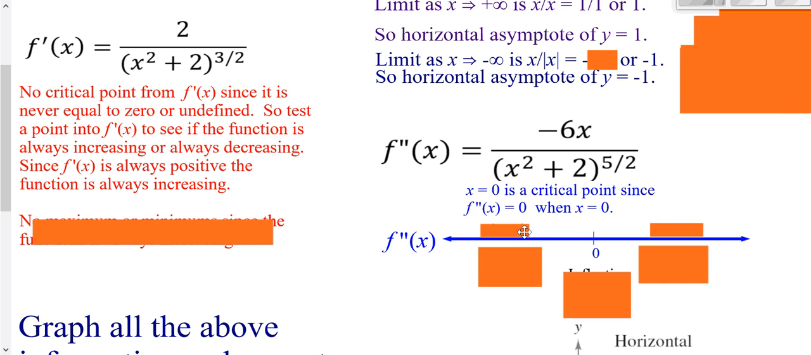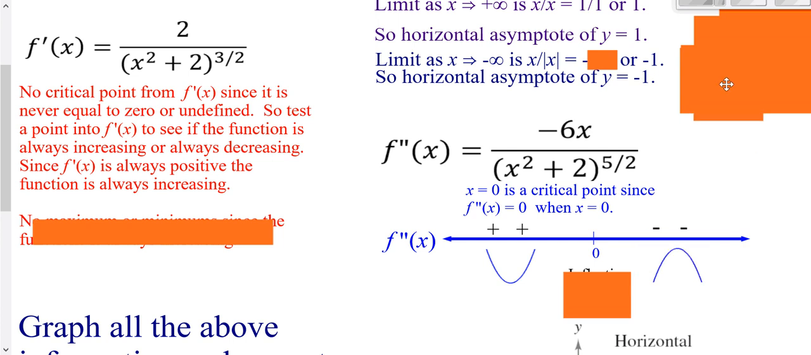Try a number to the left of 0, like -1, makes the top positive. The bottom's always positive. Positive over positive is a positive. Try a number to the right, like 1. 1 times -6 is negative. The bottom's always positive. Negative over positive is negative, so it means we're concave down. So we switch concavity. It's probably a point of inflection.